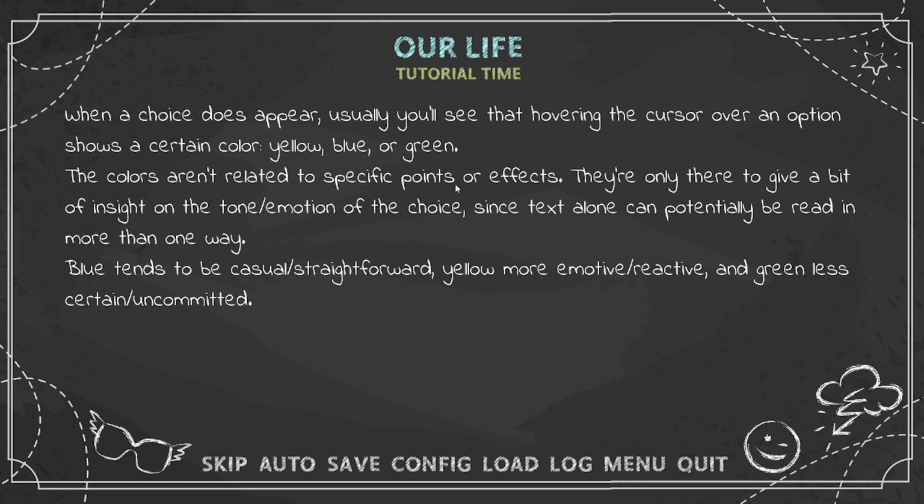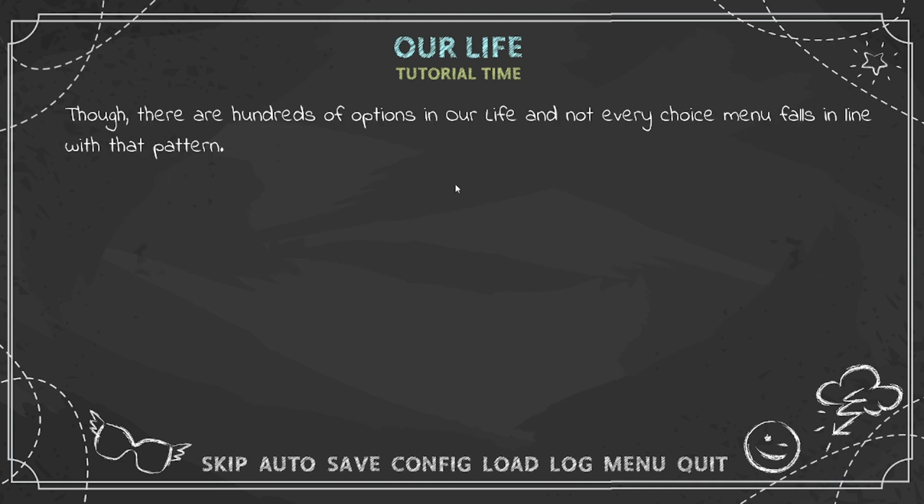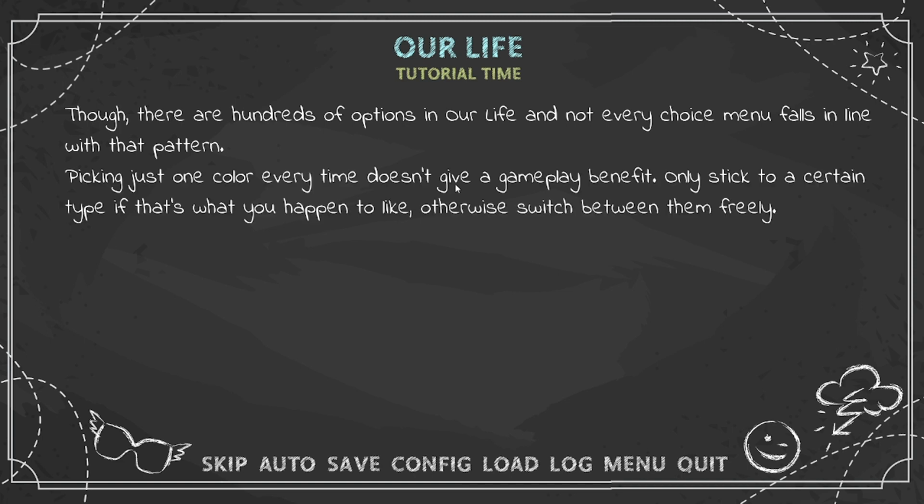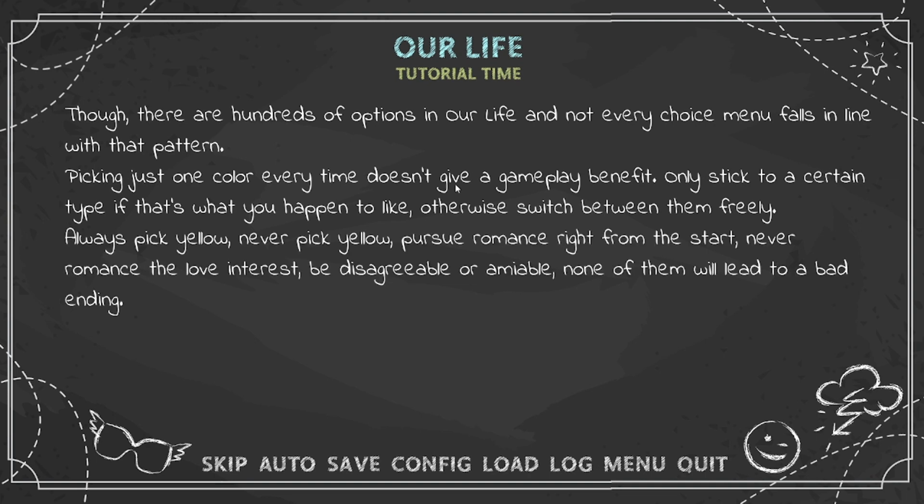Blue tends to be casual/straightforward, yellow is more emotive or reactive, and green less certain or uncommitted. Though there are hundreds of options in our life, and not every choice menu falls in line with that pattern. Picking just one color every time doesn't give a gameplay benefit. Only stick to a certain type if that's what you happen to like. Otherwise, switch between them freely. Always pick yellow. Never pick yellow. Pursue romance right from the start. Never romance the love interest.